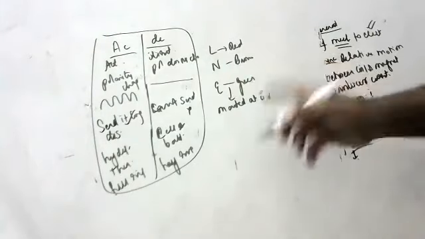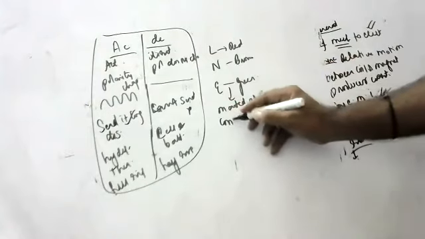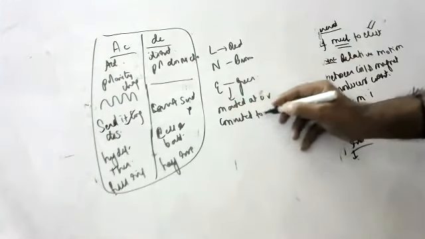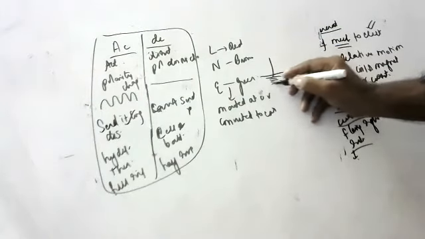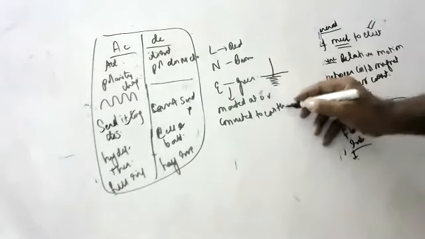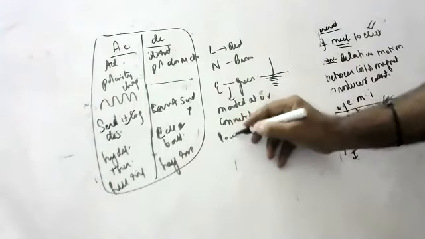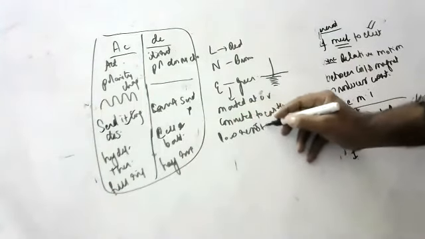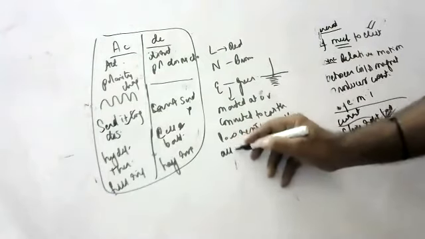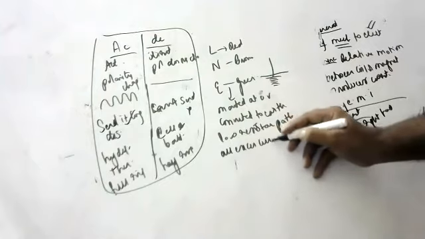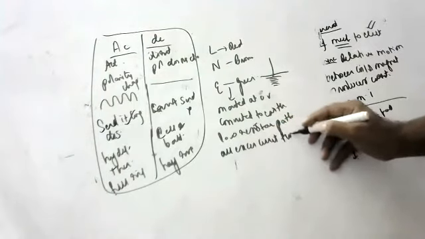Earth wire is maintained at 0 volt potential, connected to earth. Its symbol is like this, children. Okay, and it creates a low resistance path. Earth wire creates a low resistance path. All excess current flows into earth.